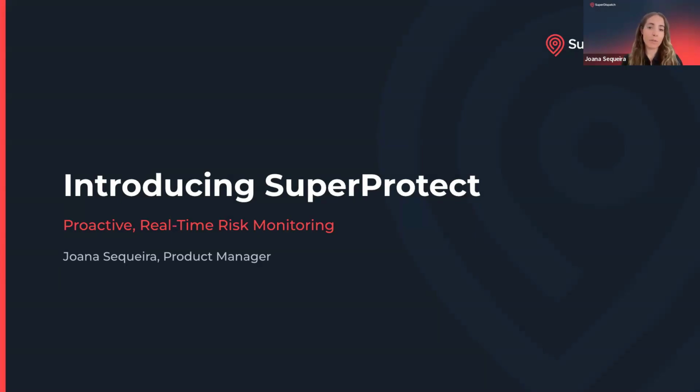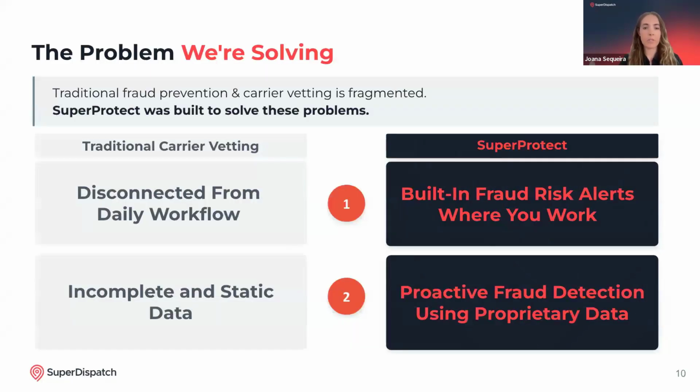I will start by talking about the problem we identified, how we are solving it today, and also our plans for the future. So starting with the problem, we identified two main issues with traditional carrier vetting. The first one is that it's actually disconnected from your daily workflows. The tools that you usually use for carrier vetting live outside of your workflows or they require integrations. And the second issue that we identified is that the data used for vetting is usually incomplete or static.